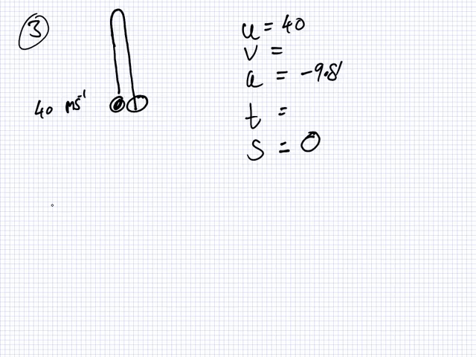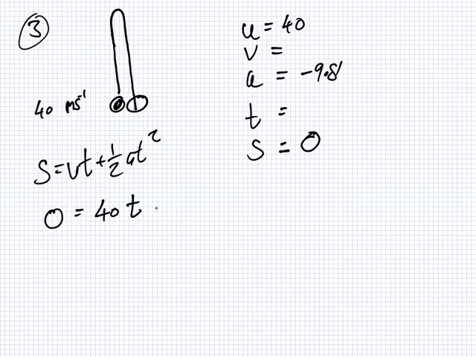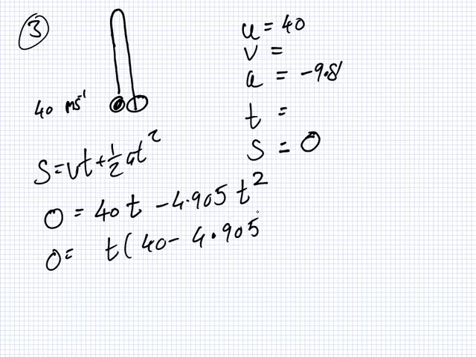Right, so we have S equals UT plus a half AT squared. 0 equals 40T, and then a half A is 4.905, isn't it? Minus 4.905 T squared. We can factorize. Oh, I did this, and I didn't get any answer. What do you mean? Then I did it with the half the way.